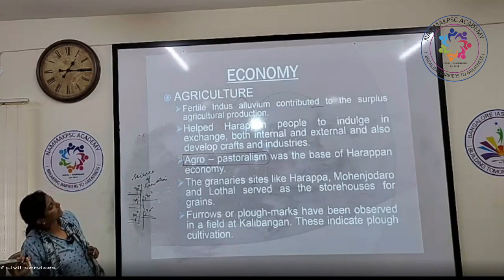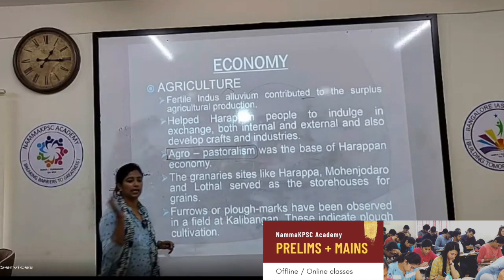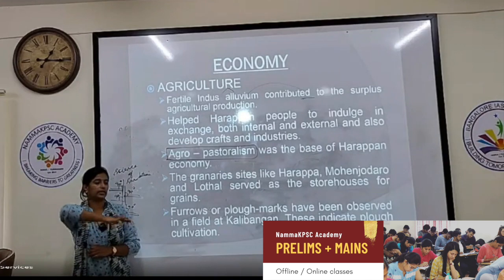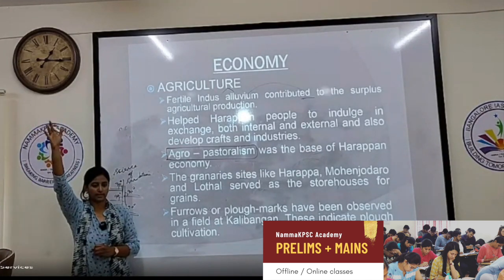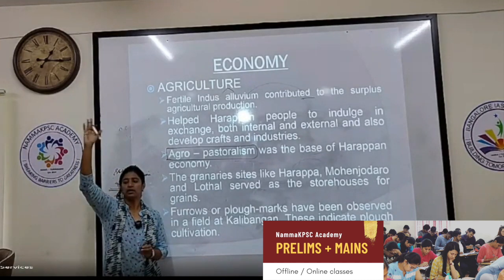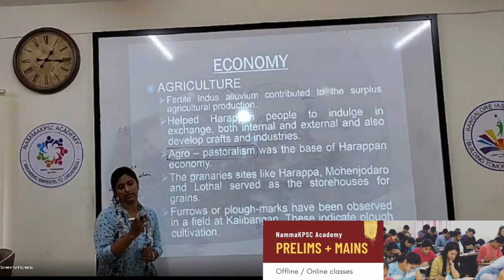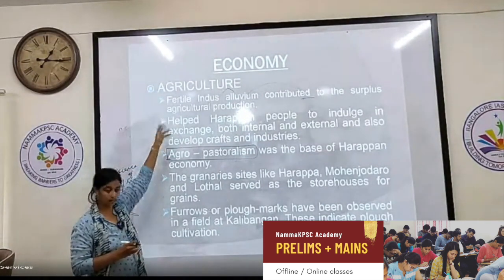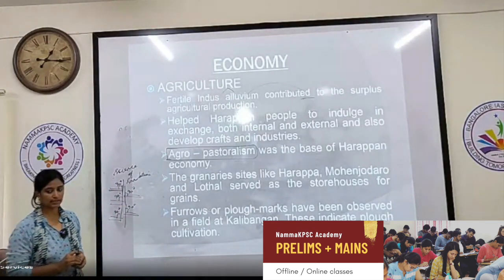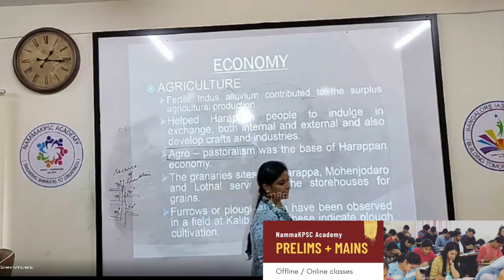And then the fertile Indus alluvium. What is alluvium? Sediments. Indus sediments are deposited here. It is a Himalayan river system, so they have a perennial influx of fresh water, which carries a lot of very fertile sediments. They lead to surplus agricultural production. What is surplus? Beyond their need. Extra, more than what they need, is called a surplus.